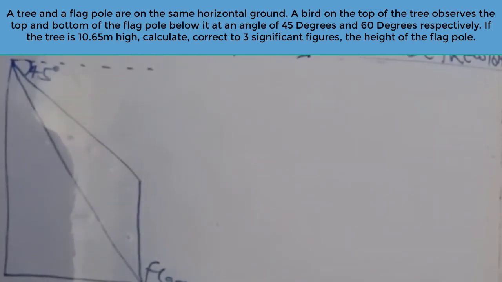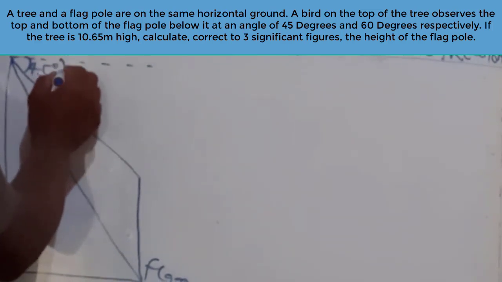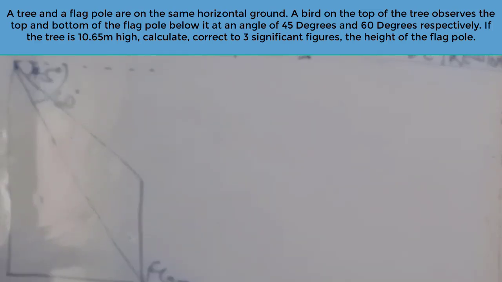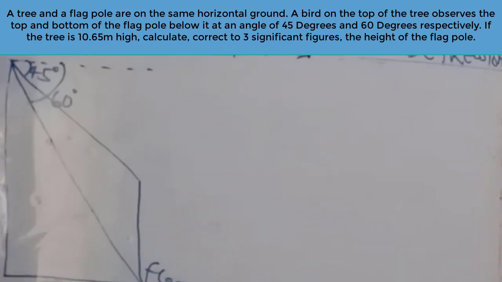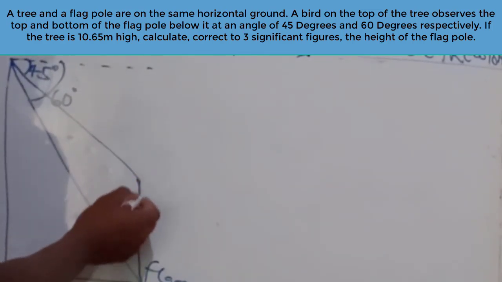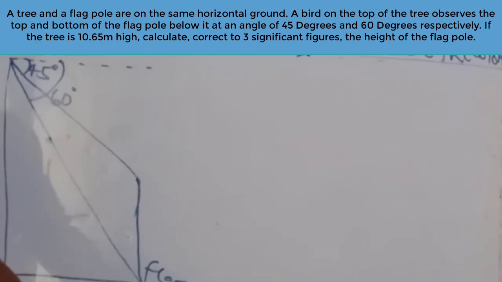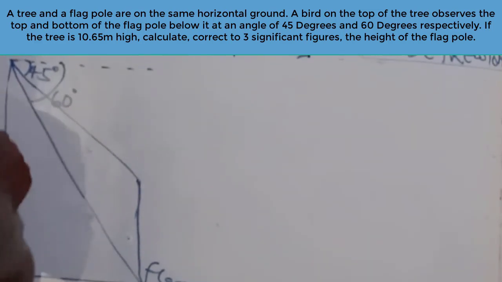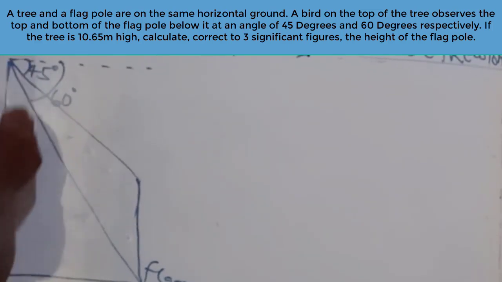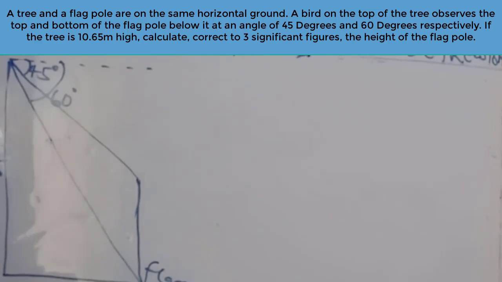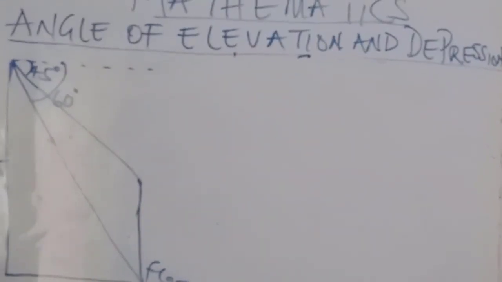All right. If that's the case, remember that the angle of depression here is 60 degrees. And what you are being asked to look for is the height of the flagpole. What other information were we given? We were told that the tree is 10.65 meters high. So the height of this tree is 10.65. So how do I solve a question like this?